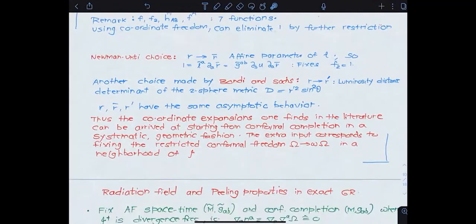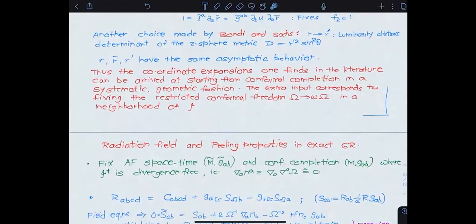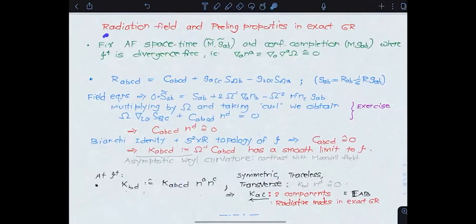So now we can come to the last part, which is really what is the radiation field and what about peeling properties in exact general relativity. So this is really like what we did for the Maxwell field in Minkowski spacetime. The more important thing is, where is the radiation field? What do we mean in a gauge invariant manner by radiation? So again, we fix the asymptotically flat spacetime and we fix the conformal completion where scri is divergence free.